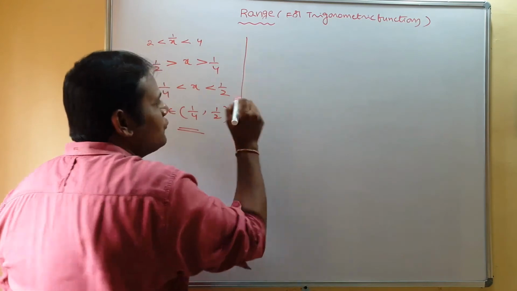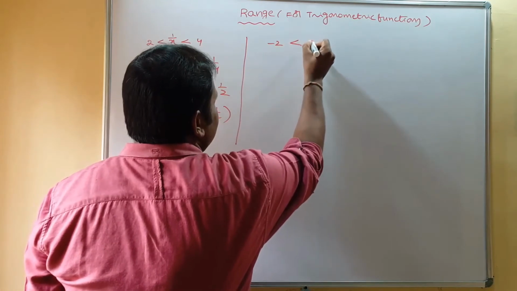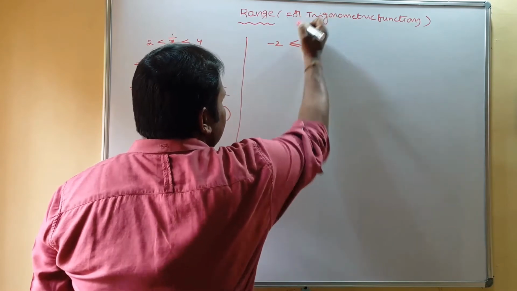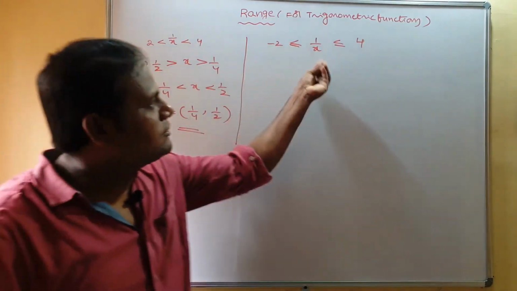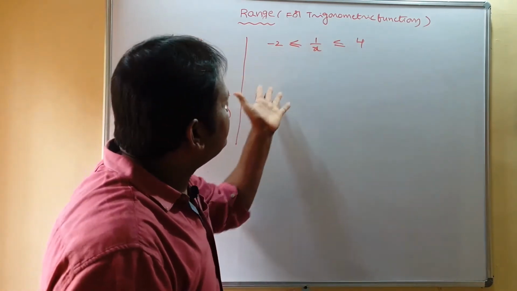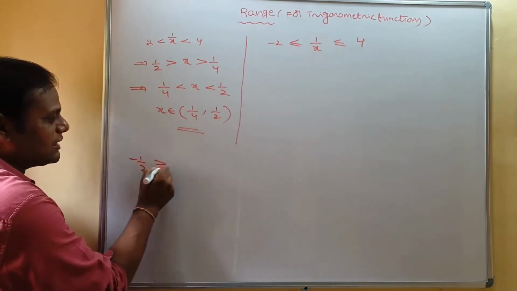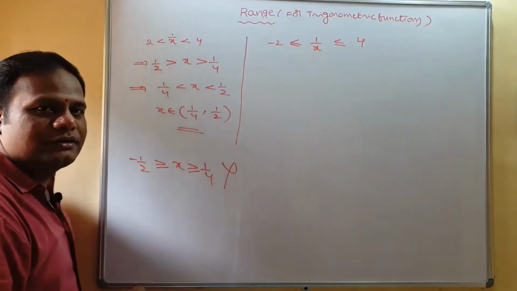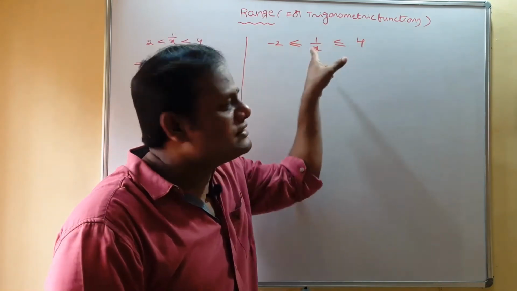Suppose while solving a question, you arrive at minus 2 less than or equal to 1 by x less than or equal to 4. You have to find x values. Some students may take reciprocals directly and give the answer minus 1 by 2 greater than or equal to x greater than or equal to 1 by 4. It is completely wrong. The reason is, you observe that between minus 2 and 4 there is 0.